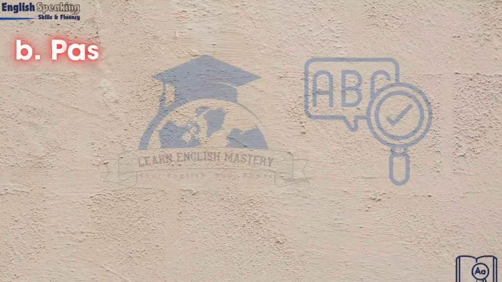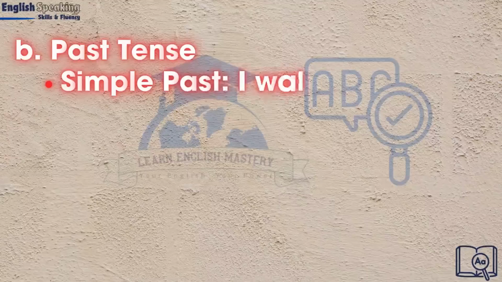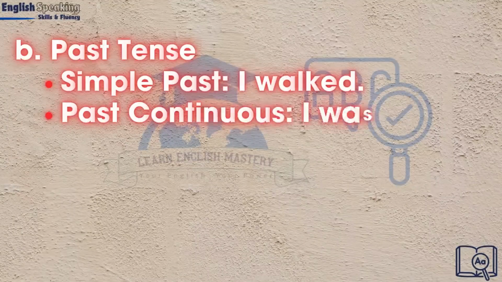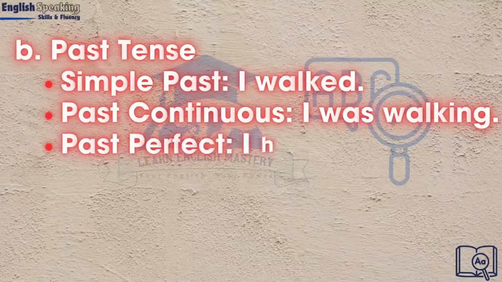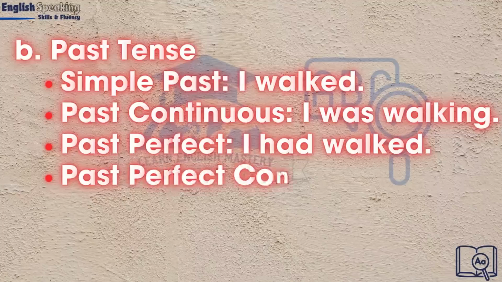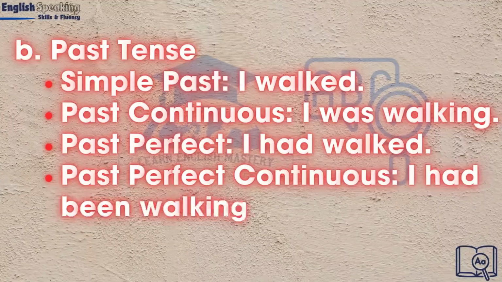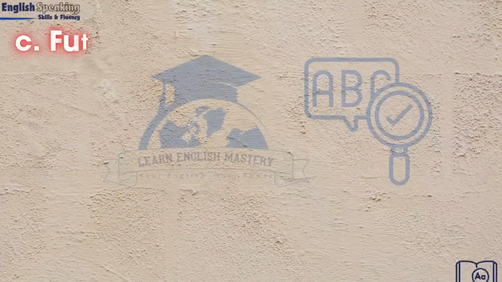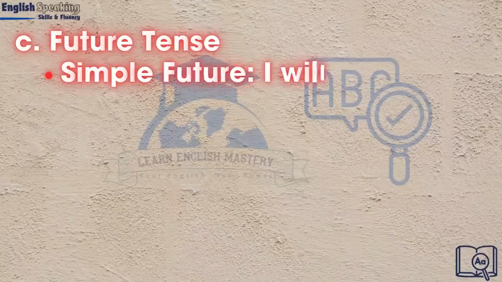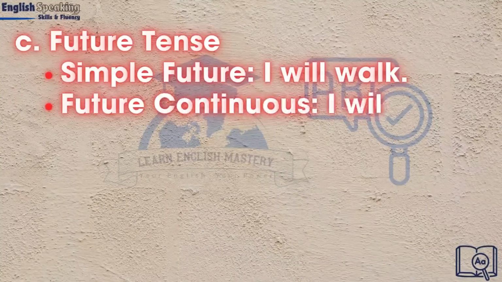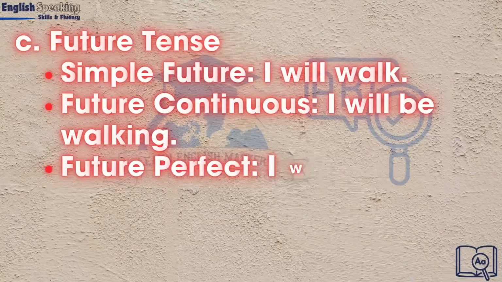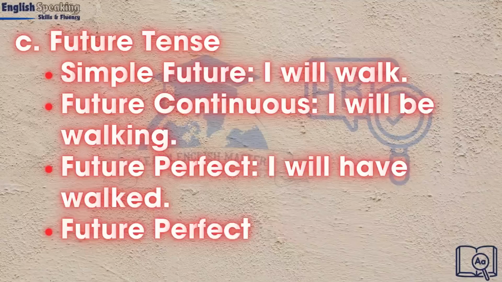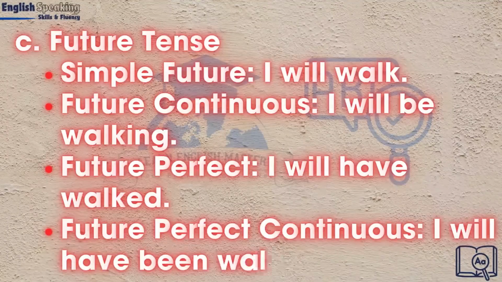B. Past tense, simple past, I walked. Past continuous, I was walking. Past perfect, I had walked. Past perfect continuous, I had been walking. C. Future tense, simple future, I will walk. Future continuous, I will be walking. Future perfect, I will have walked. Future perfect continuous, I will have been walking.